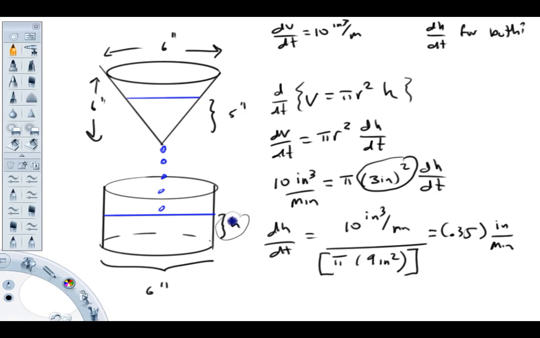All right, now we're going to work on this volume. I'm going to draw this in blue here. We're going to work on the volume in here, and we're going to look for how fast the water depth here is changing.